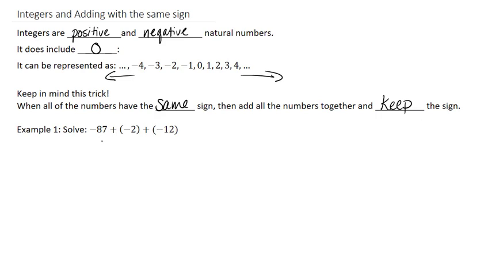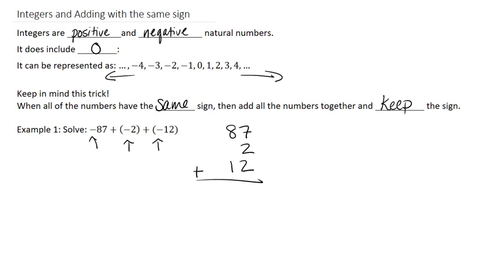Here we see we have -87 plus -2 plus -12. So what we're going to do is just go ahead and add up all the numbers together like we've done before. So we have 87, 2, and 12. So let's go ahead and add them because each one has a negative sign. So we're just going to ignore it until the end. So let's go ahead and start adding, starting on the right hand side.